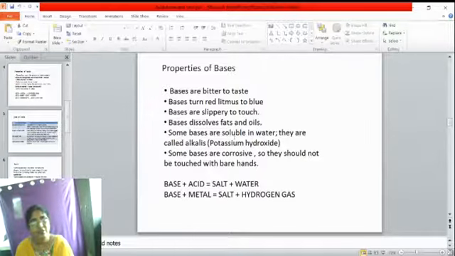Bases also dissolve most of the fats and oils. Some of the bases are soluble in water, and such bases are called alkalis. So remember this point: some of the bases which are capable of dissolving in water are called alkalis. The best example is potassium hydroxide. Then some of the bases are corrosive, as we have discussed, so they shouldn't be touched with bare hands.